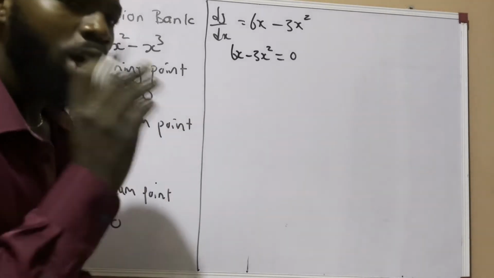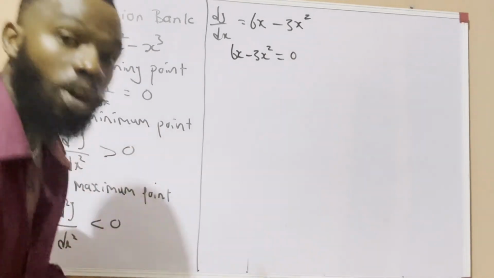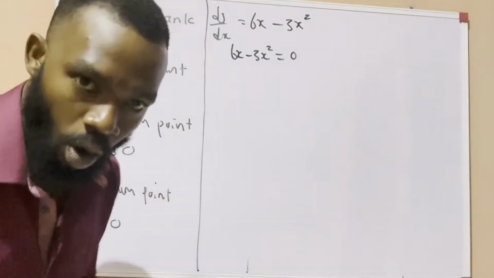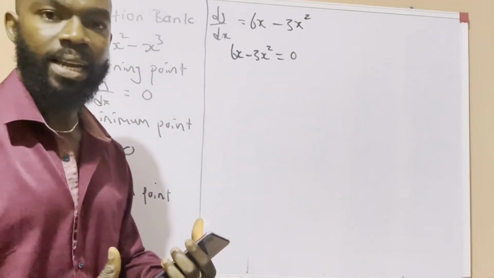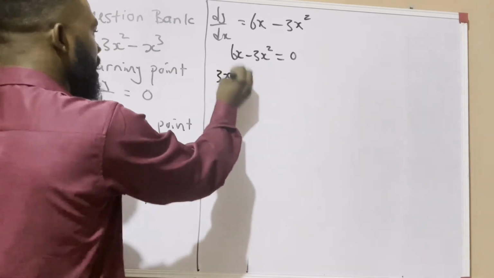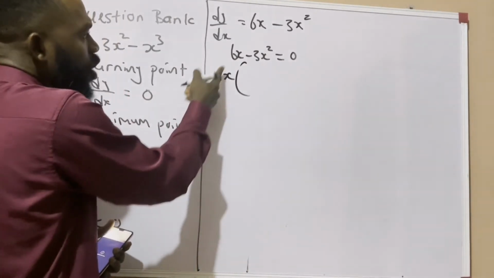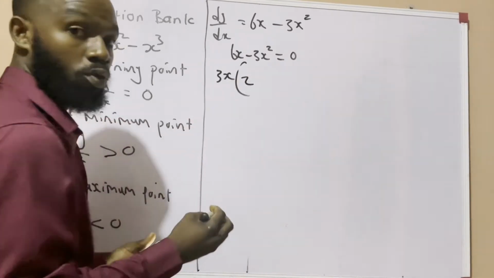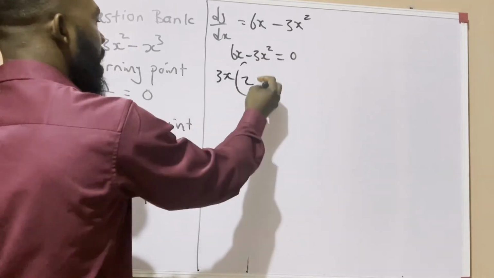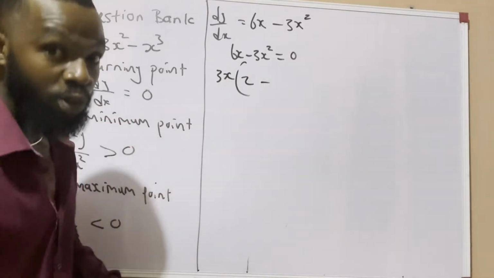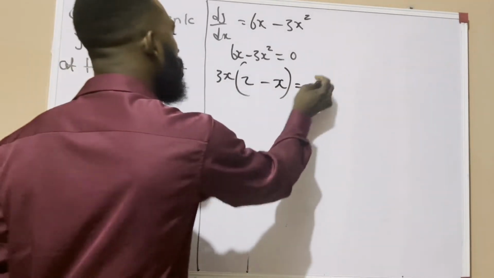Without wasting time, you will see that 6x and 3x squared have something in common. They have 3 in common as a factor, and they also have x in common. So because they have 3x in common, we will factor out what they have together. I will bring out the 3x outside, and then I open a bracket. If 3 should cancel 6, I will have 2. If x should cancel x, there is no more x. Minus, if 3 should cancel 3, there is no more 3. If x should cancel x squared, I will get x.